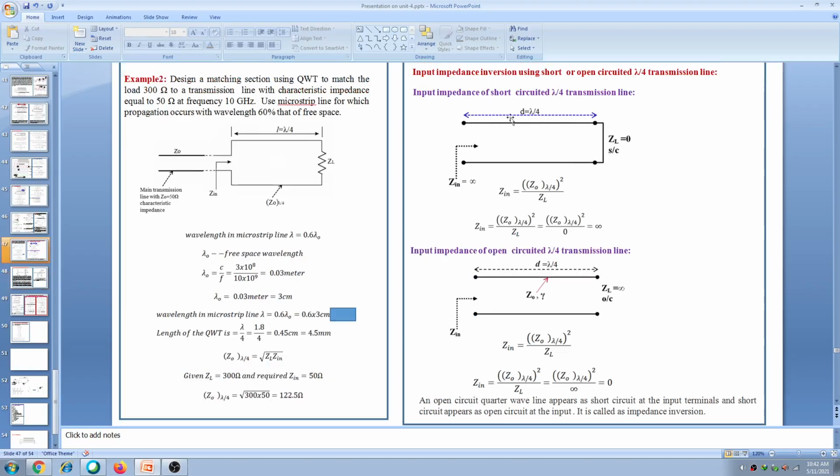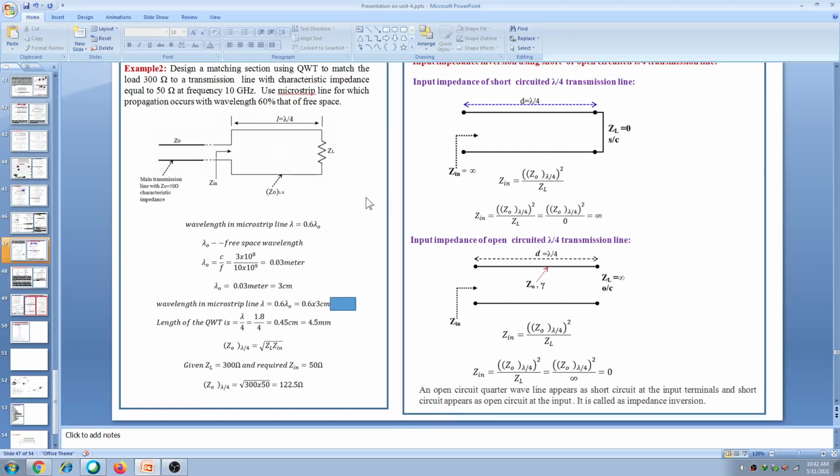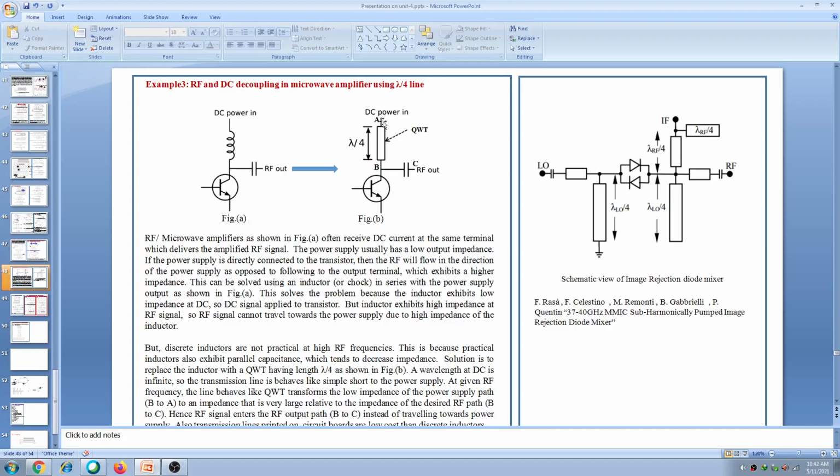This is a quarter wave line, and this is a short here. So the DC source impedance is 0 here, it is short circuited. The length of the line is lambda by 4, and assume our signal is 10 gigahertz. So this is a quarter wave line connected to a short.